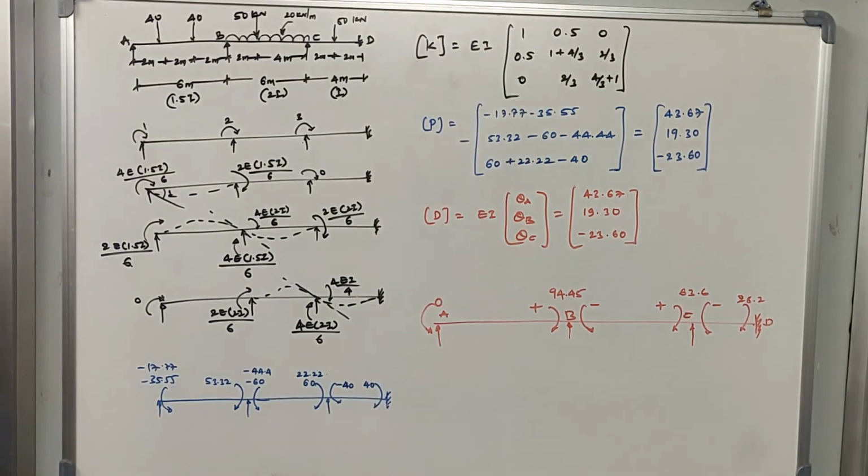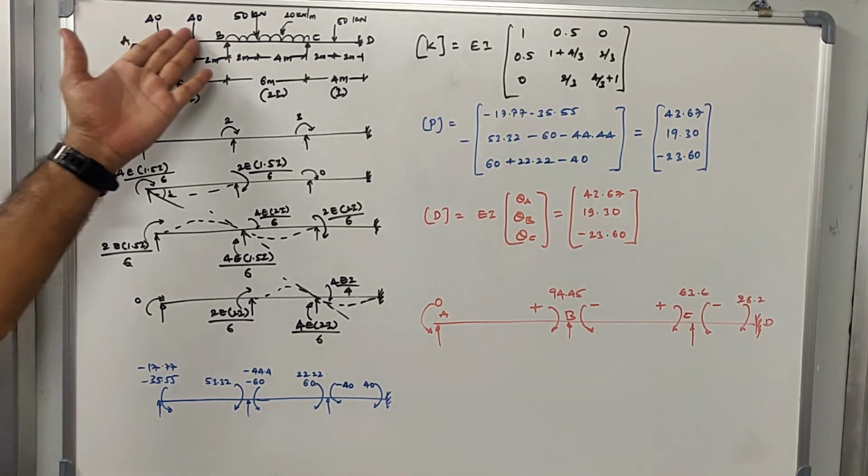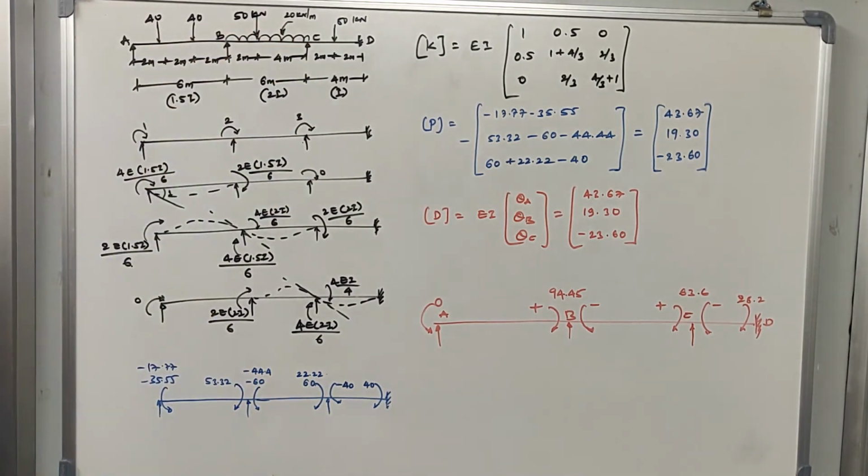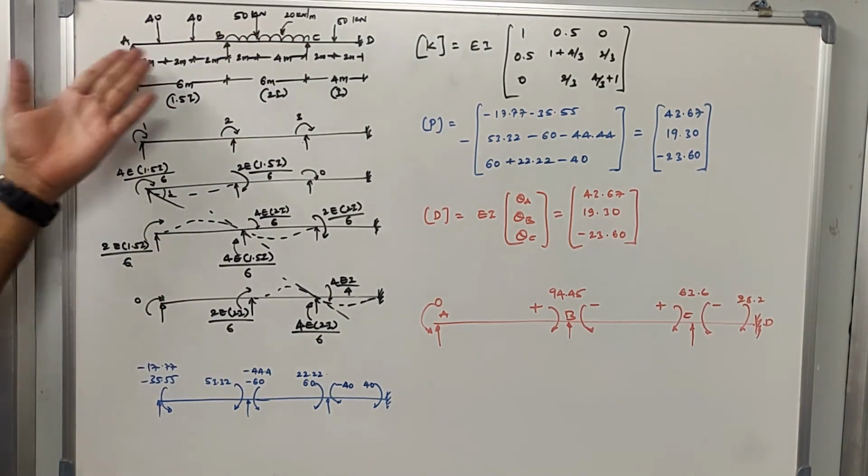So once you solve the stiffness matrix, the next step would be to solve your force matrix. To solve the force matrix, what we do is we take the moment. Okay, we take the fixed end moments, which is the moment that are created because of all the external forces. Now let us go to span AB.